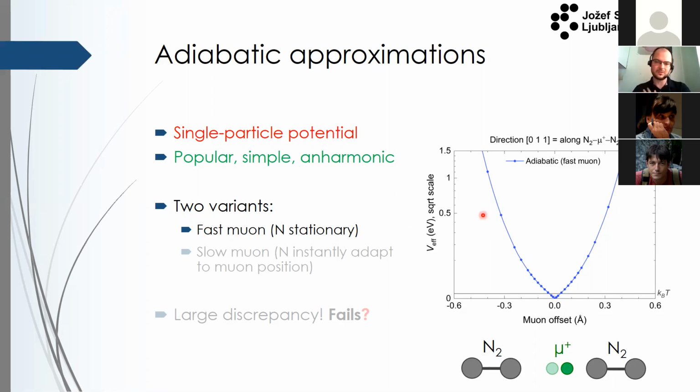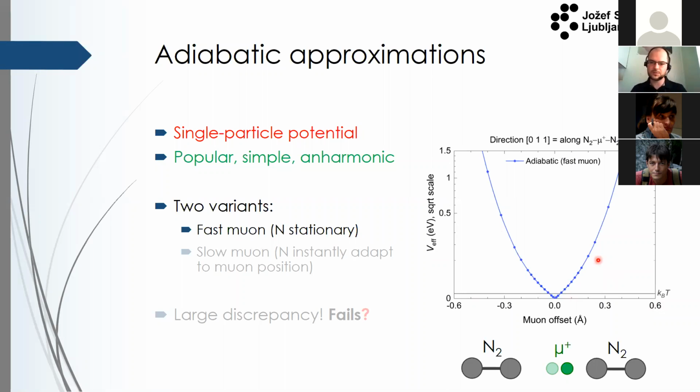So on the right-hand side, we get this single particle potential. On the x-axis, we have the muon offset. On the y-axis is the effective potential, but in a square root scale. So be careful. Anything that looks linear on this graph is actually a parabola. So it's a harmonic potential. Anything that's linear describes a harmonic potential.